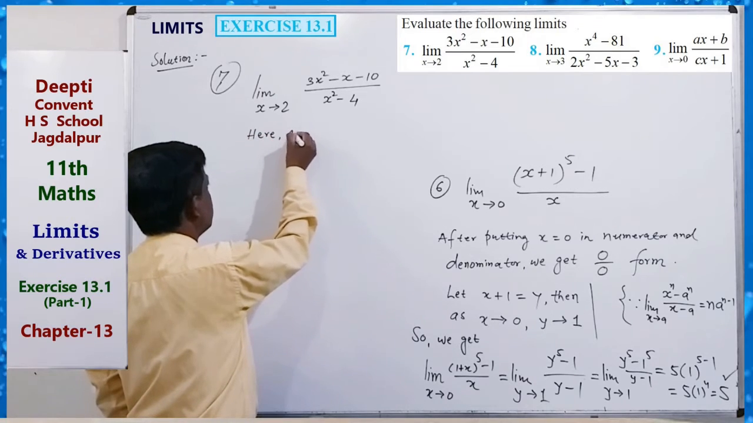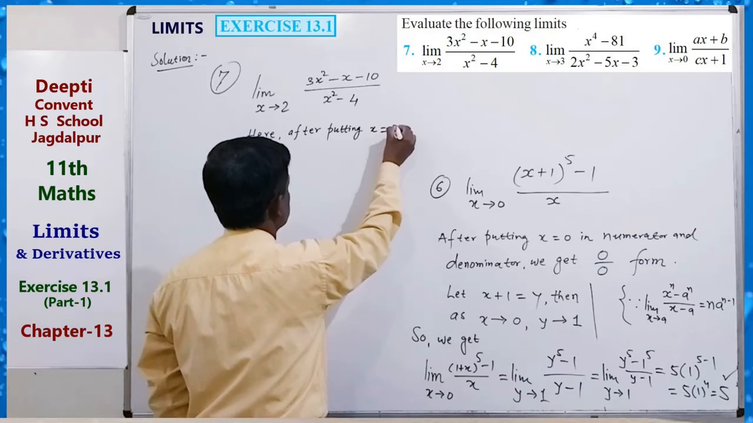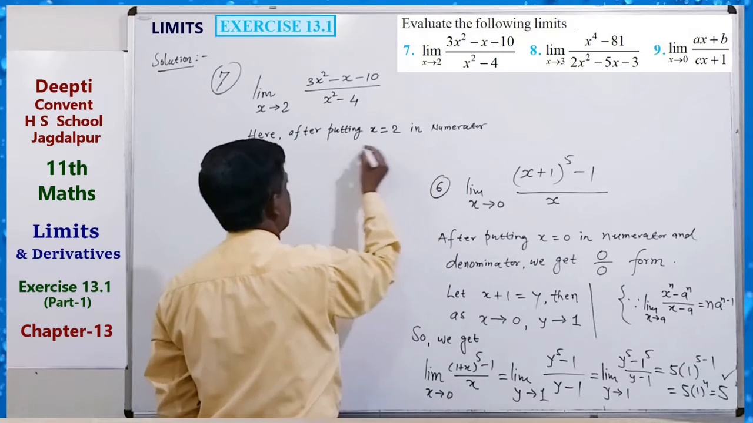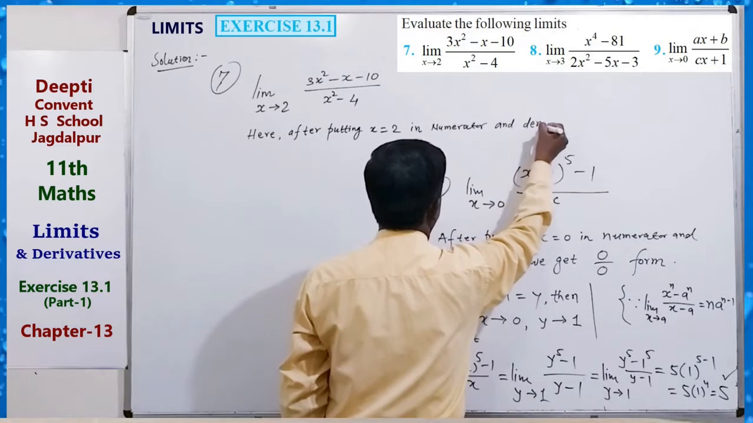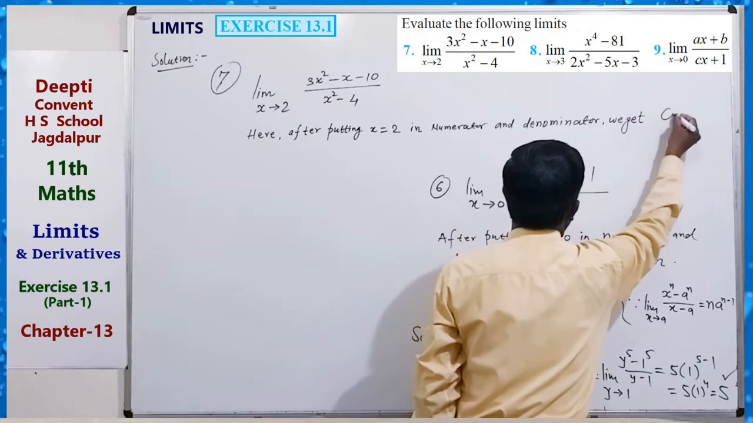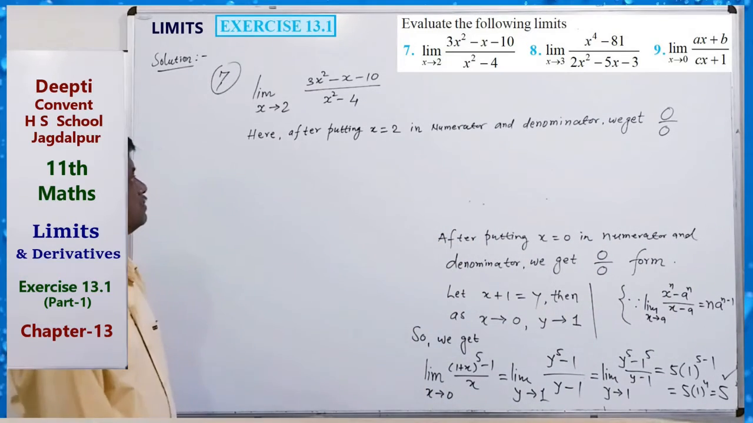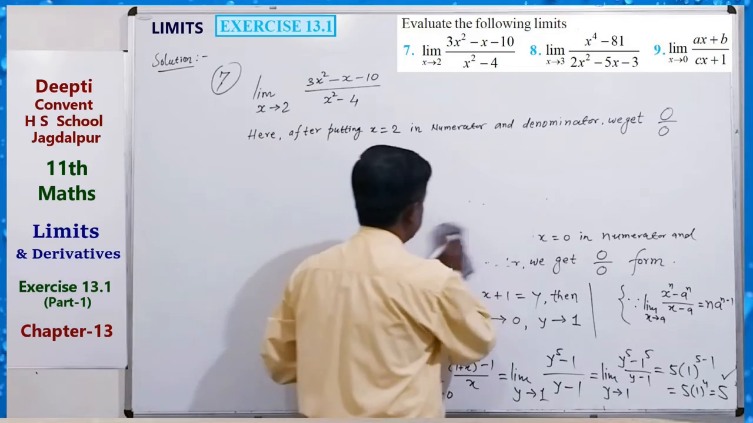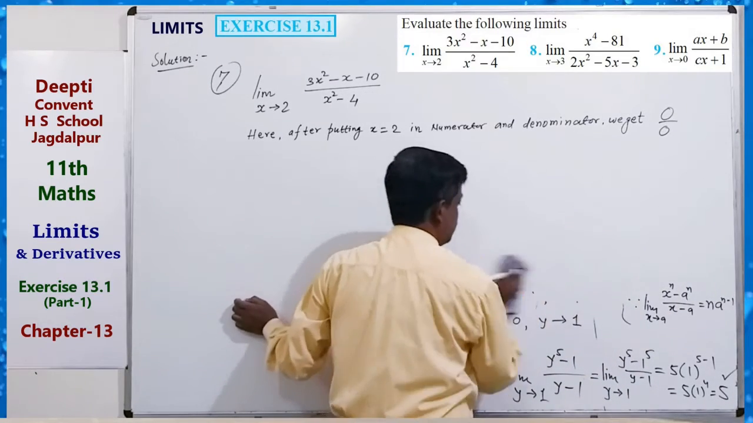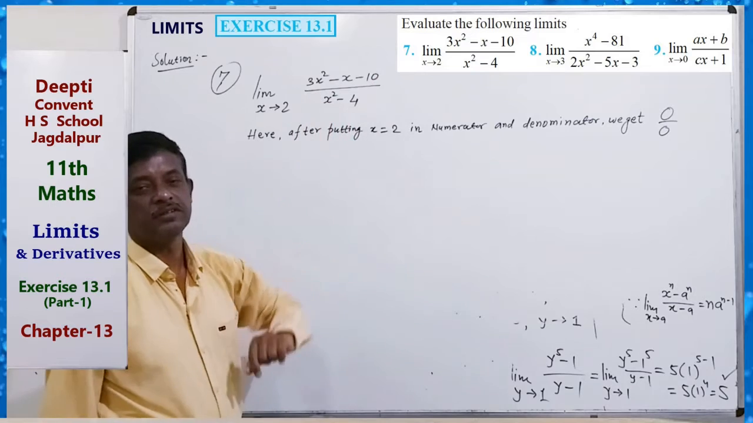Here, after putting x equals to 2 in numerator and denominator, we get 0 by 0. Clear? 0 by 0. So we will try to remove common factor from numerator and denominator, because numerator is a polynomial function and also denominator is a polynomial.